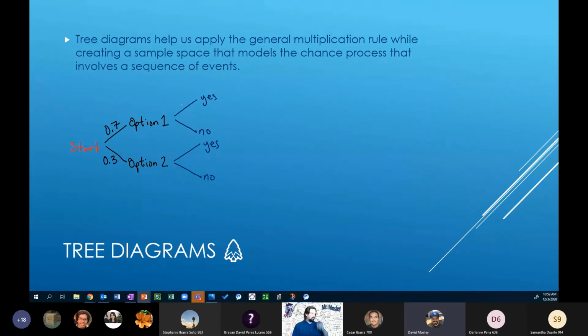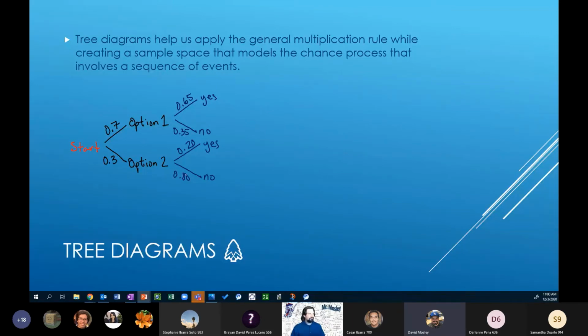Right? And maybe if we're given they chose option 1, the probability of yes is 0.65, leaving 0.35 for no, and maybe this is 0.2, leaving 0.8 for no. This is a general idea of what a tree diagram will look like. We can use known information and given probabilities to fill in the rest that could occur.